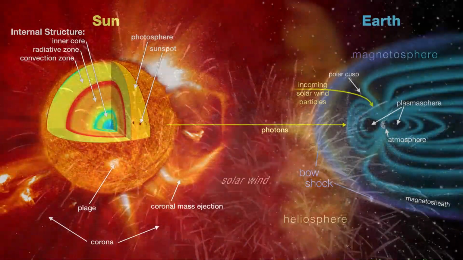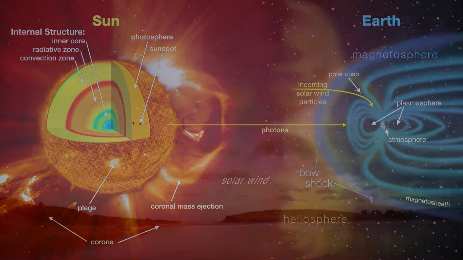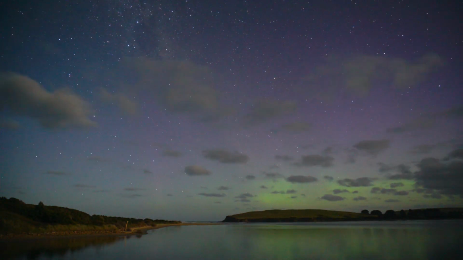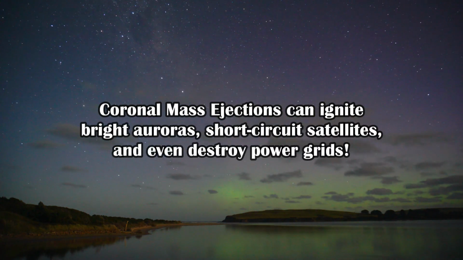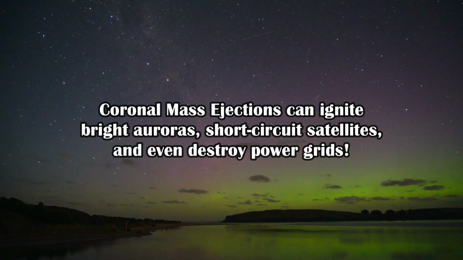CMEs are immense clouds of magnetized particles blasted into space by the Sun at over 1 million miles per hour. Capable of producing great geomagnetic disturbance, coronal mass ejections have been known to ignite bright auroras, short-circuit satellites, and even destroy power grids here on Earth.